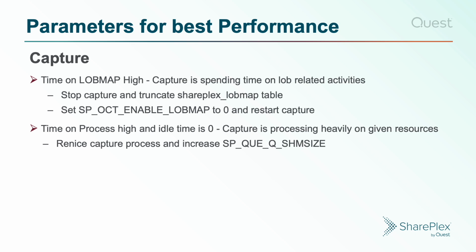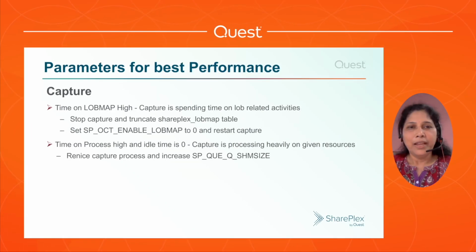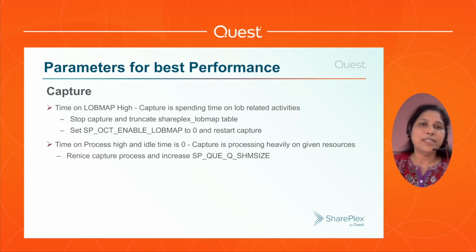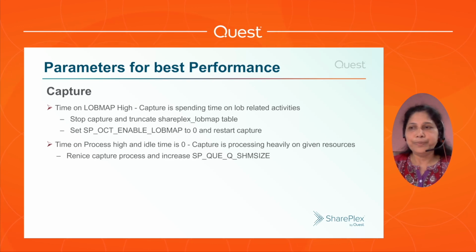If time on process is high and idle time is 0, that means capture is processing heavily on the given resources. Process time is basically the time that capture is spending processing the redo logs. And idle is the time that capture has spent waiting, that is, sleeping. All these are tuning parameters, so the suggestions which are given might help. It is something you need to try and see if they really help you or not. If you need any assistance, please log a support case and we'll be able to help you.